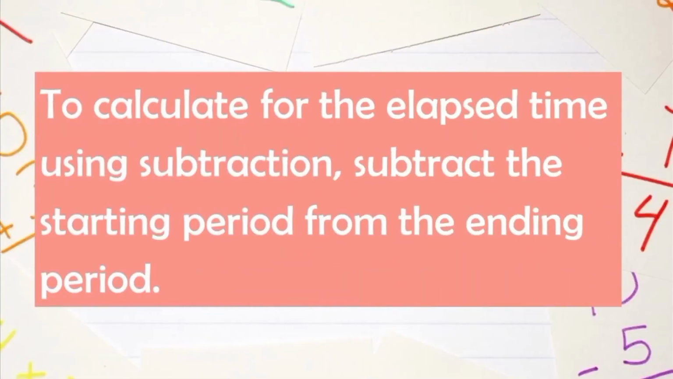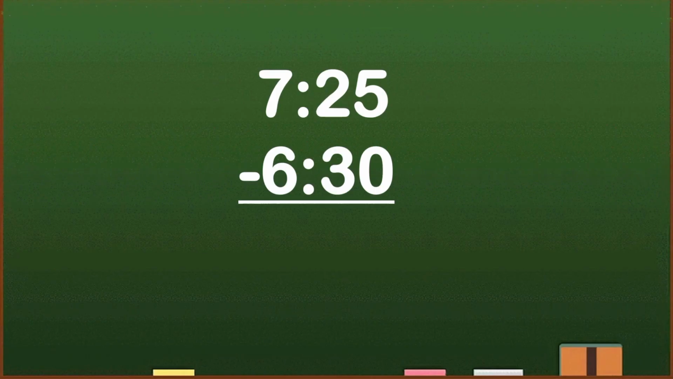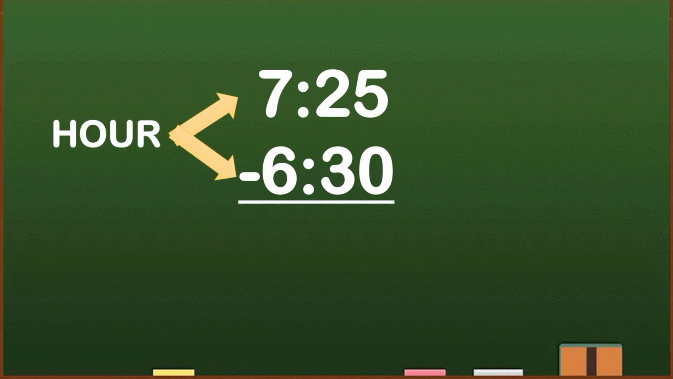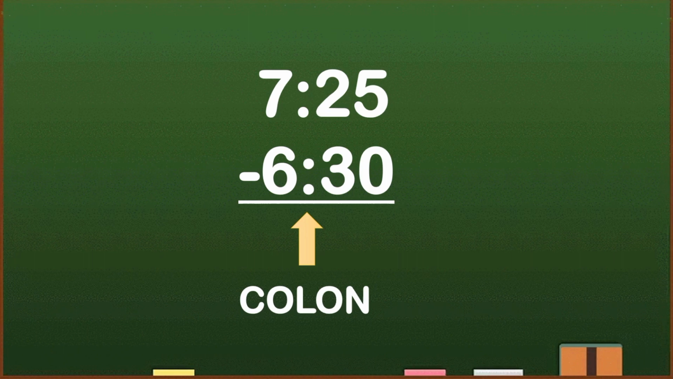In doing subtraction, to calculate for the elapsed time, we are going to subtract the starting period from the ending period. We will use digital clock this time. So we will have 7:25 minus 6:30. Always remember that the number on the left side represents an hour, while the numbers on the right side represent minutes. It is separated by the colon. To solve the problem, let us start subtracting the minutes.